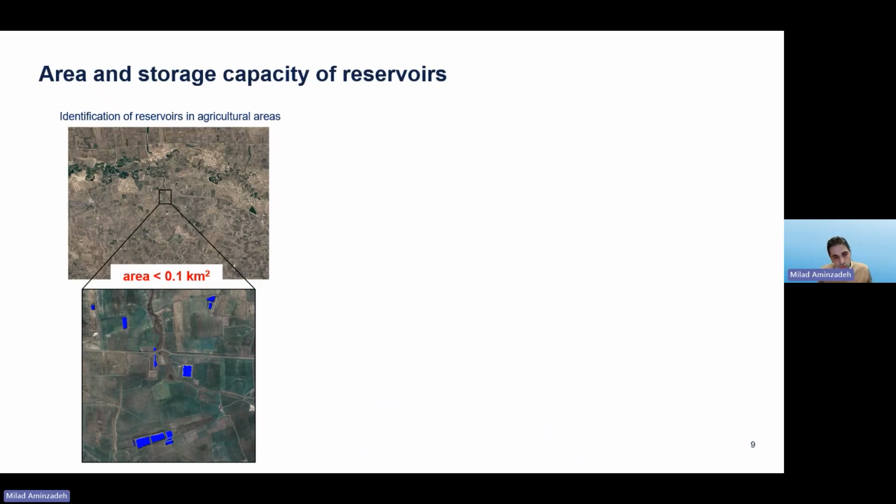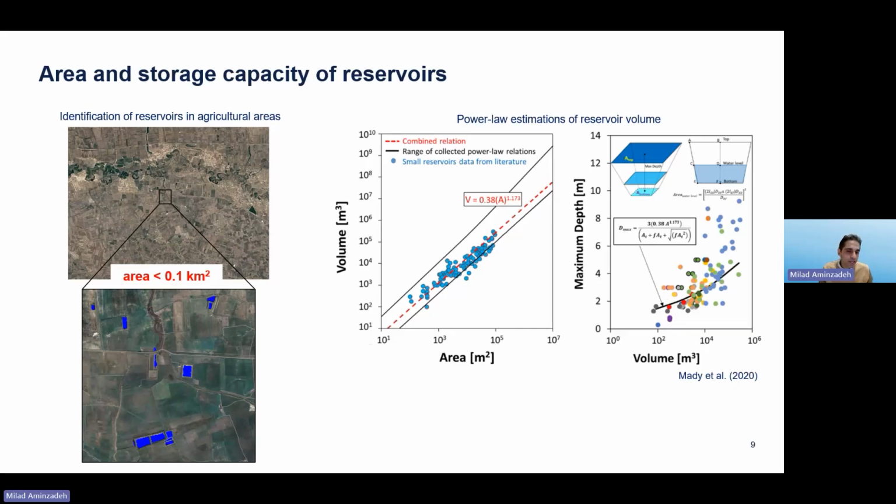Once we detected these reservoirs, the next step is to estimate their depths and their volume. I guess we all agree that collecting information for the individual reservoirs at this scale is close to impossible, if not impossible. So we had to rely on the present power law estimates to quantify the volume of the reservoirs. We used the one that was proposed by Mahdi et al. You can see the relationship, the power law, here. So once we have the 2D satellite image of the reservoir, we can use this equation to estimate the volume.